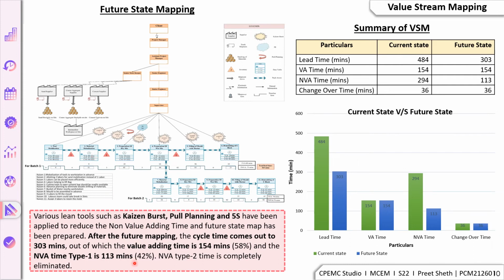From the future state mapping, we could say that the cycle time was reduced to 303 minutes, out of which the value adding time was 154 minutes, 58%, and the non-value adding time type 1 was 113 minutes, 42%, and NVA type 2, which is the waste, was completely eliminated. After performing VSM, the summary table shows that the lead time was reduced from 484 minutes to 303 minutes, and the main change was in NVA, the non-value adding time, which reduced from 294 minutes in the current state map to 113 minutes in the future state map.